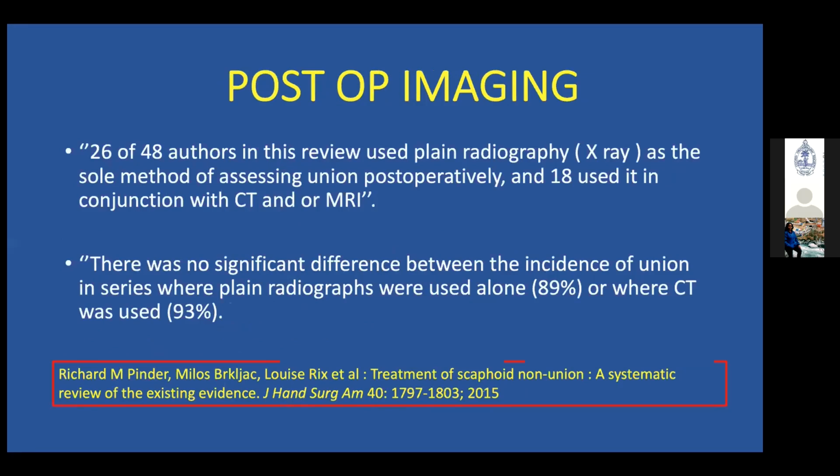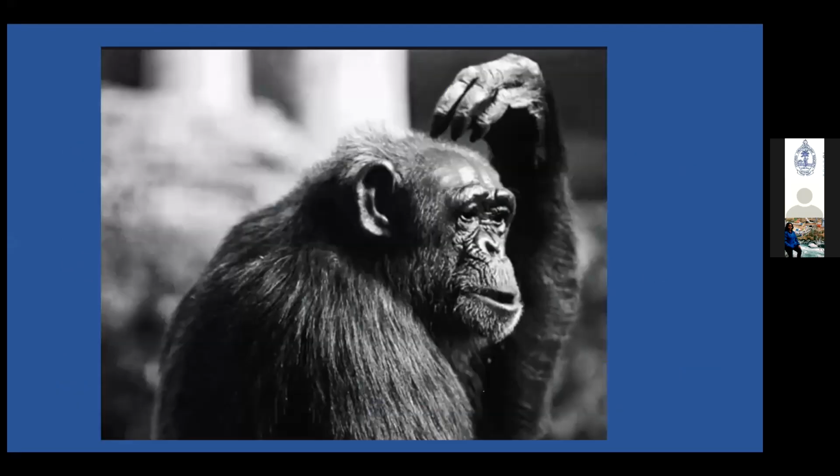So there was actually no statistically significant difference between the incidence of union in series where plain radiographs were used alone or where CT was used. I'm sure you all got confused. I started trying to get to a solution, but I think it's again confusing. So I give you the take-home message.